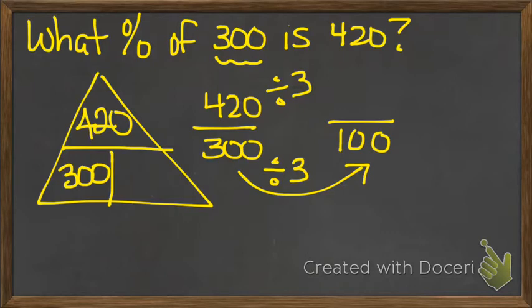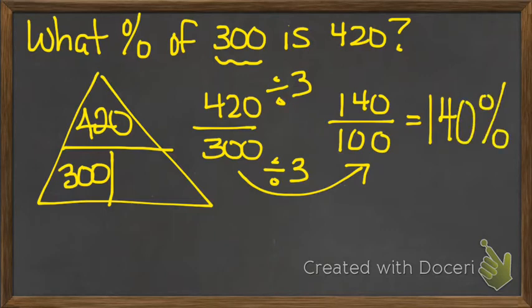Eddie? It's 14. Is it? Oh, I think it's more than 14. 420 divided by 3. Eddie again? 140. Is 140. Now we're almost all done. Remember, when a number is over 100, there's your percent answer key. So now we say 140%. I like that one.